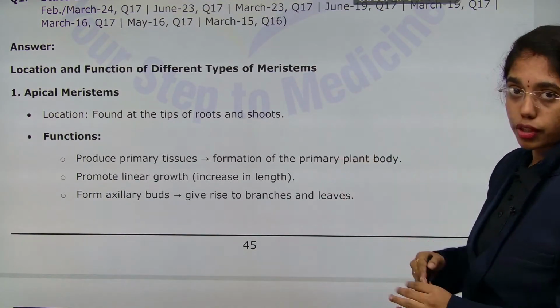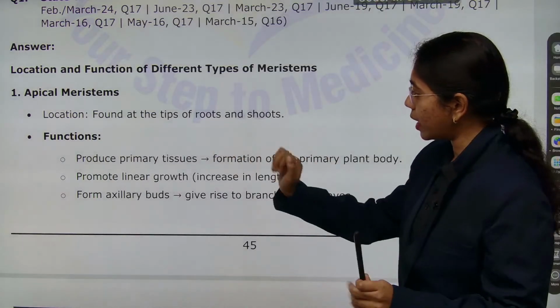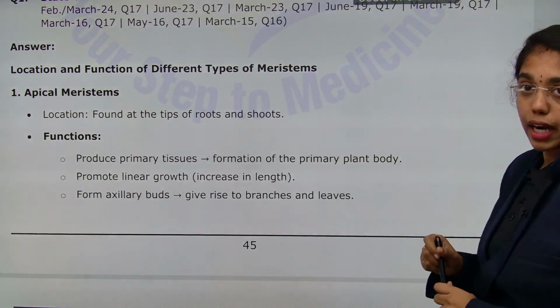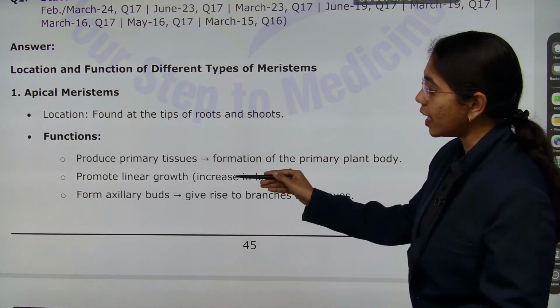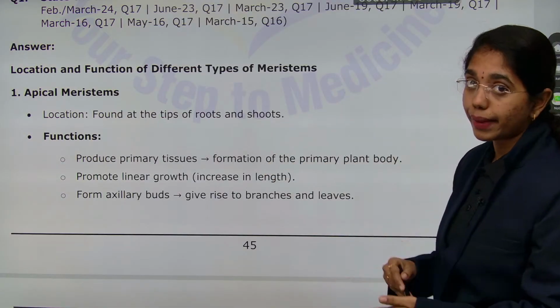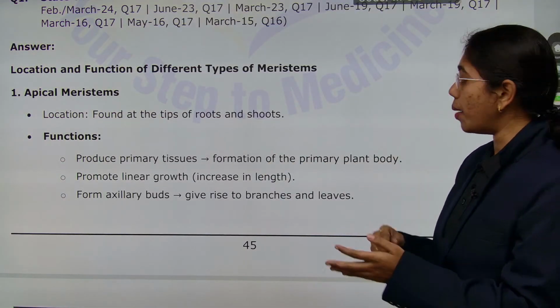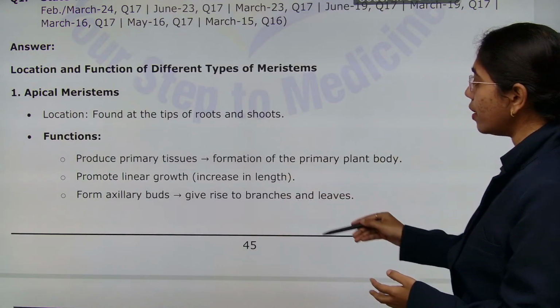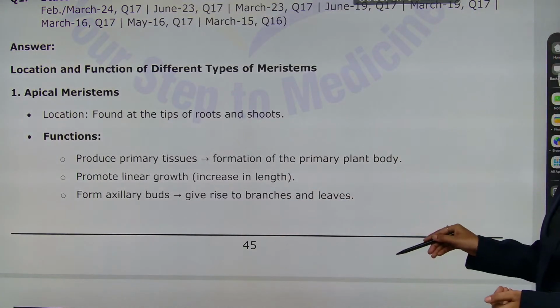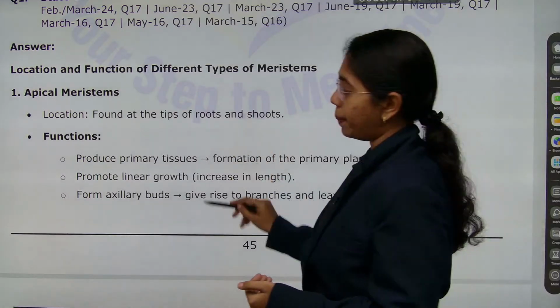Their main functions are to produce primary tissues and form the primary plant body. They promote linear growth, which helps increase the length of the plant body, and they form axillary buds that give rise to the branches and leaves. This is about the apical meristems.